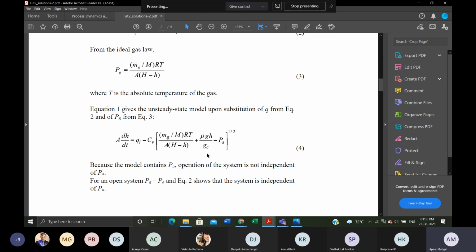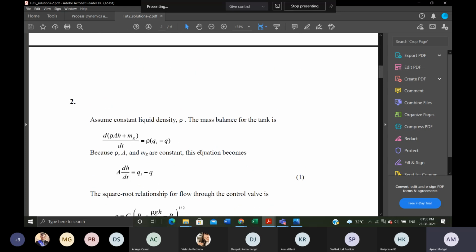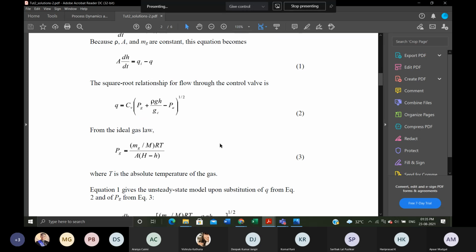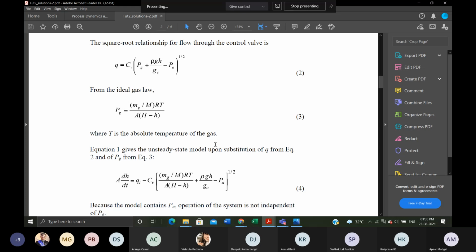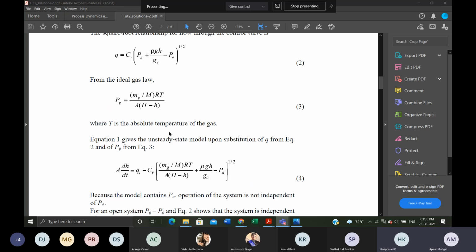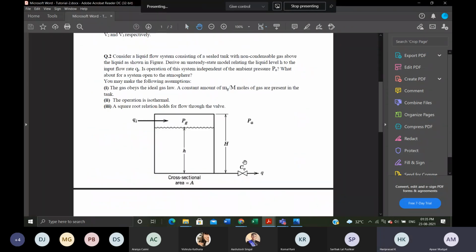So do you have any doubt regarding this question or the solution which I showed? Any clarification? No, sir. So let's move on to the next question if there is no clarification.